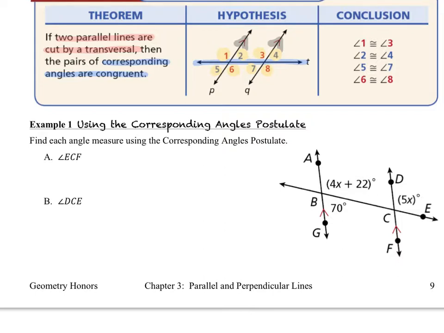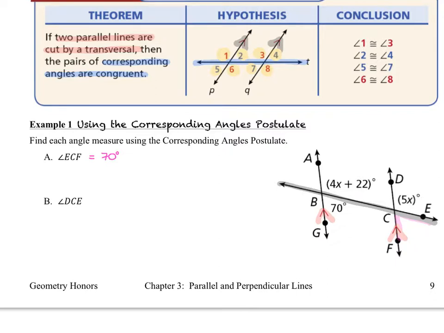The first one that we want to find is the measure of angle ECF. I'm going to highlight ECF. We know that we have 2 parallel lines indicated with those arrows and a transversal going through, and when we look at angle ECF, we see that it corresponds with the angle that is marked 70 degrees. So we know that ECF measures 70 degrees.